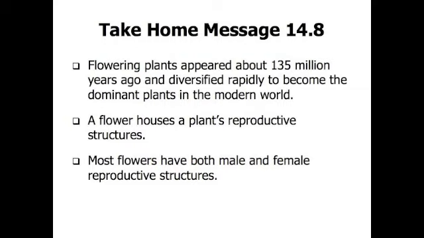And that brings us to our take-home message for section 14.8. Flowering plants appeared about 135 million years ago and diversified rapidly to become the dominant plants in the modern world. A flower houses a plant's reproductive structures. Most flowers have both male and female reproductive structures.